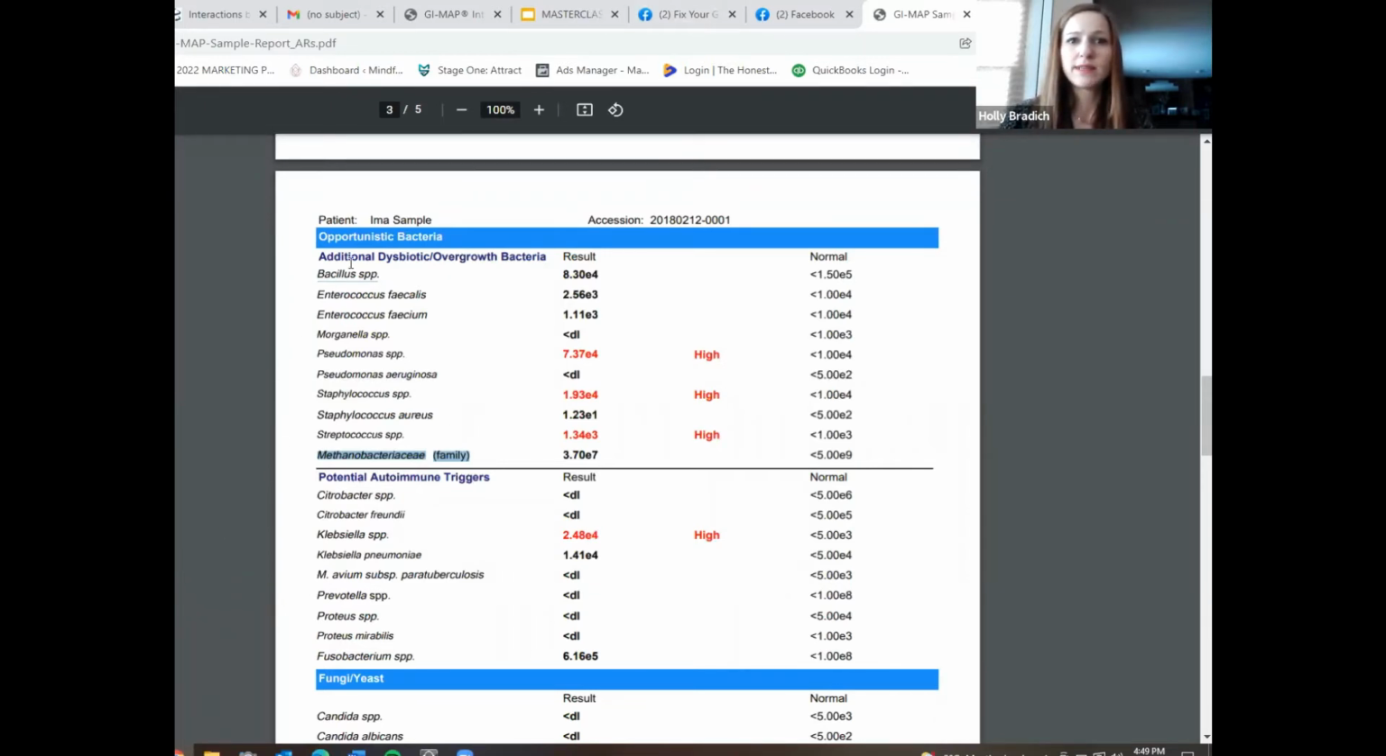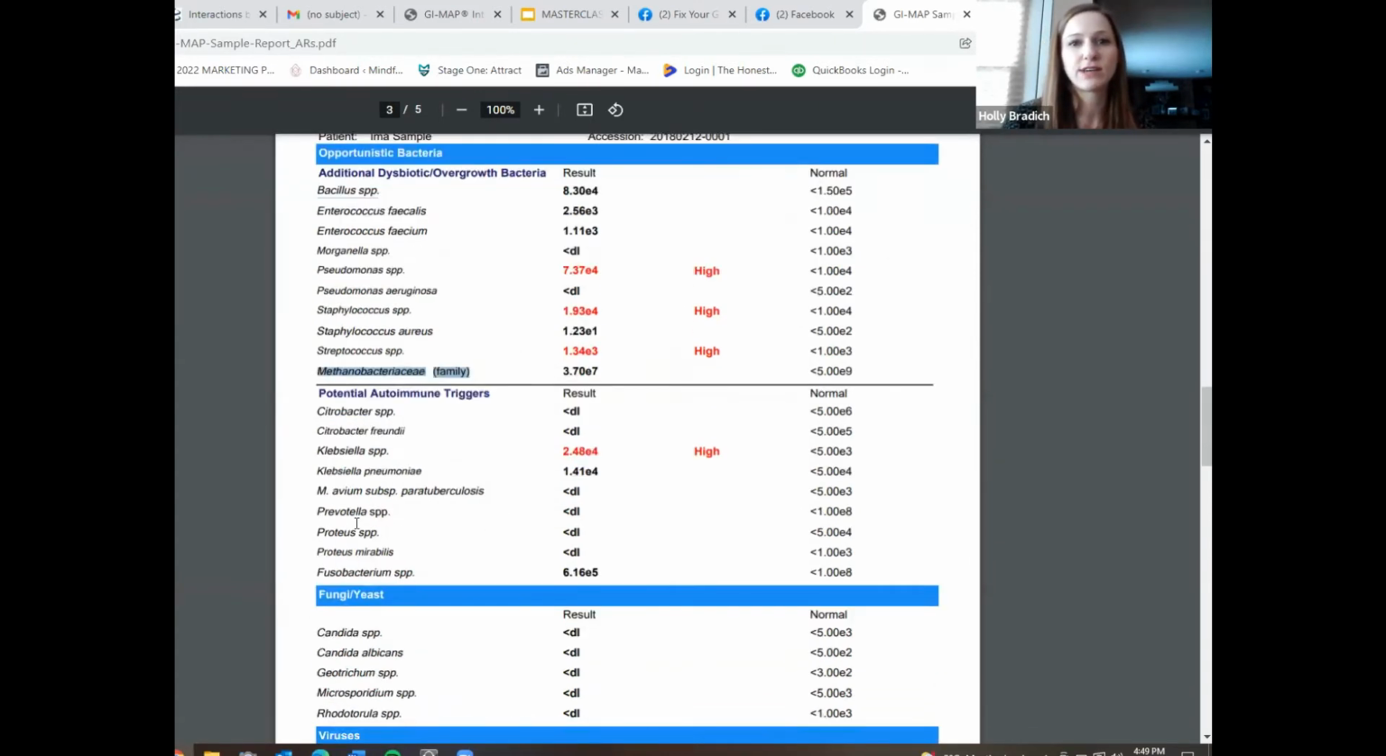So what we're seeing here in this opportunistic bacteria section is that they've got some pretty high levels of things that could cause a problem if the system is really imbalanced. And we do know that they have that H. pylori, so that's already a factor. But this is where I have to take into consideration, like, what are their current symptoms? What is their medical history? Do they have any other diagnoses that put them at risk? What's their immune system situation? Do they easily get sick, right? So these are all factors I take into consideration.